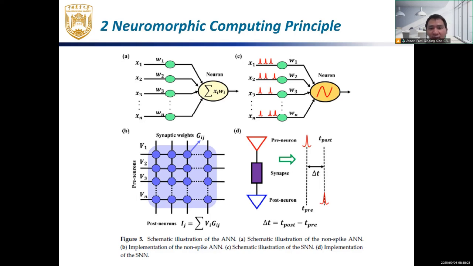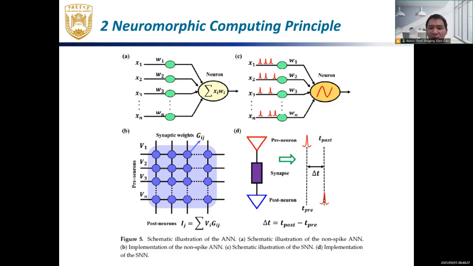And picture C is about spiking neural networks. So X1, X2, and so on up to Xn are spikes from the pre-neuron, and then we also have synaptic weights W1, W2, W3, and Wm, and then the spike signals will transmit to the neurons. So this could be used for our neuromorphic computing with the spike signals.